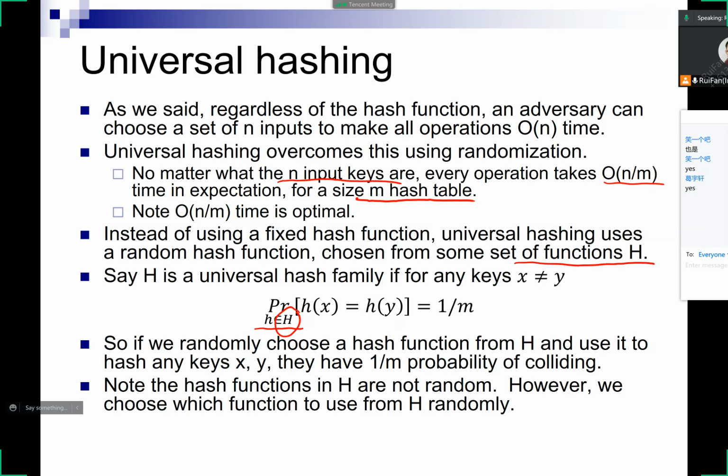That basically means this hash function is behaving randomly. Because if you fix x and then you hash y to a random location, then you have a 1 over m collision probability. Here we're selecting a random hash function, and by doing this, we also achieve the same effect.